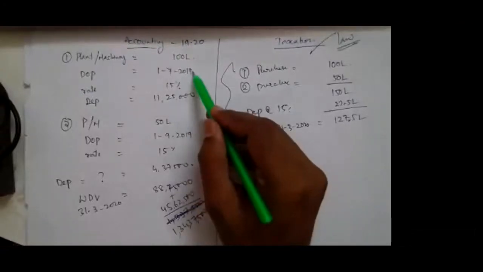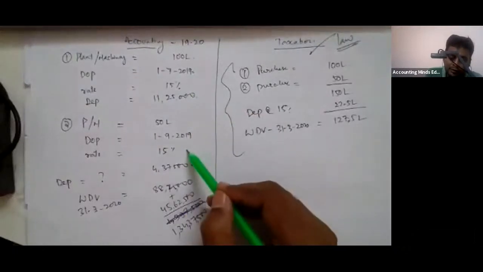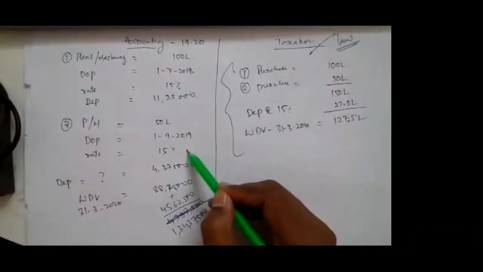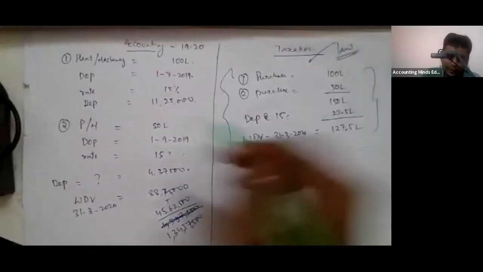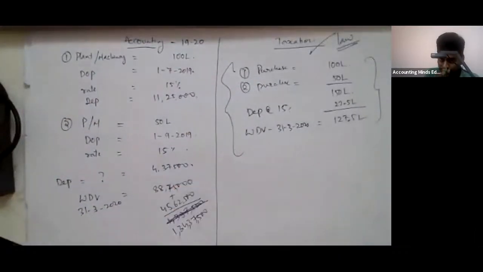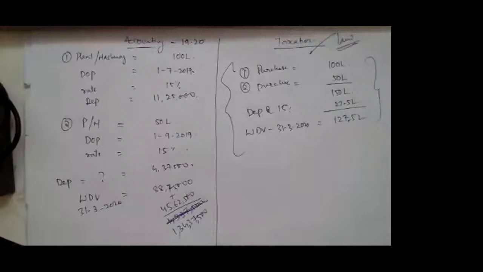Here you gave depreciation for 9 months. Here you gave depreciation for how many months? Not 9, 7 months. Correct? Yes, sir. But that doesn't work here. Why? Because both the plant and machineries are used for more than 180 days. So you get full depreciation for the whole year. That is how taxation works. Make sense? That's understood.